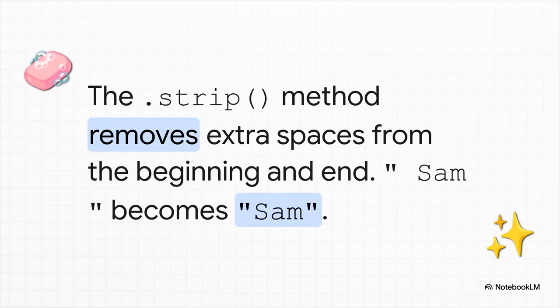Okay, this next one is a lifesaver. Have you ever gotten data from a user that has all these extra spaces at the beginning or the end? The .strip method is your absolute best friend here. It cleans all that junk up, giving you a nice clean string without that leading or trailing white space. You will use this one all the time.